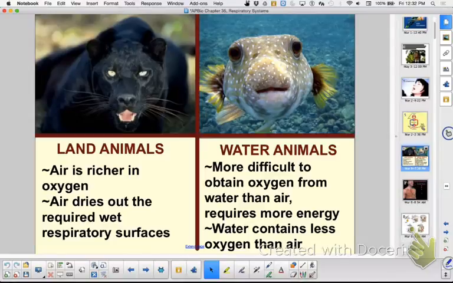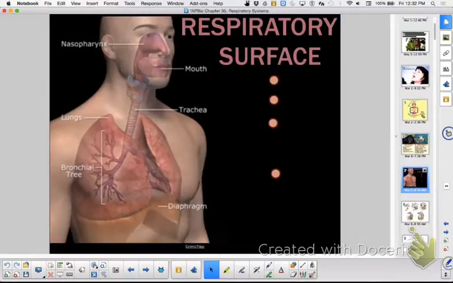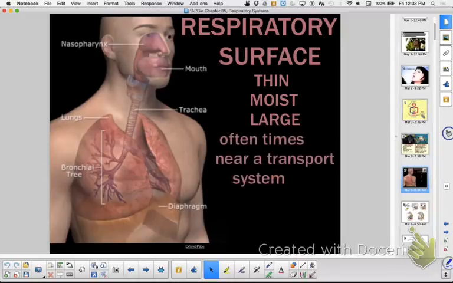And then we talked about the requirements of a respiratory surface. It has to be what? What are all the things it has to be? Thin, moist, flat? No. Thin, moist, large. And yeah, some need to be near a transport system, okay?